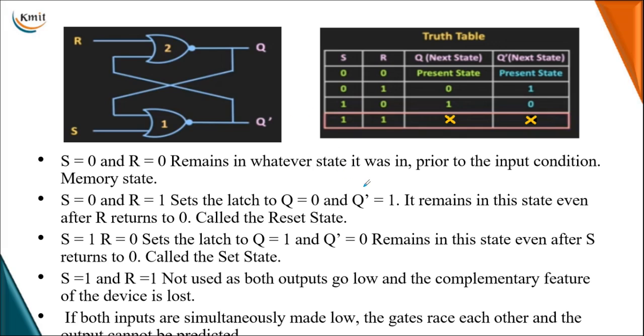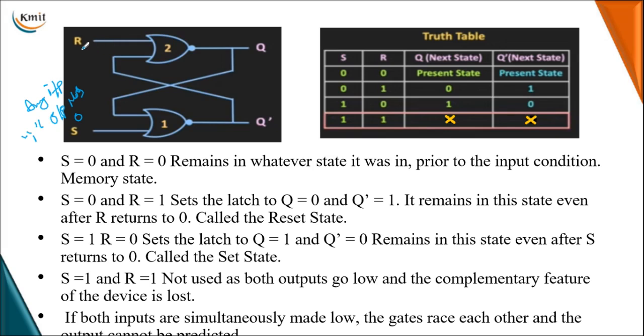Now let me analyze this circuit by applying signal levels on the inputs. First let me recall the basic logic of NOR. NOR gives you logical 1 output if all inputs are 0, and if any input is 1, the output of the NOR gate becomes 0.